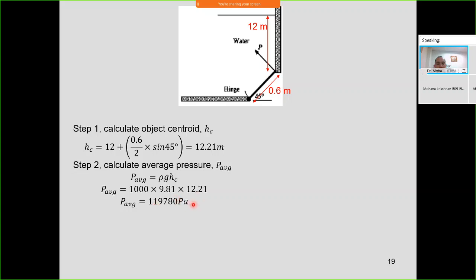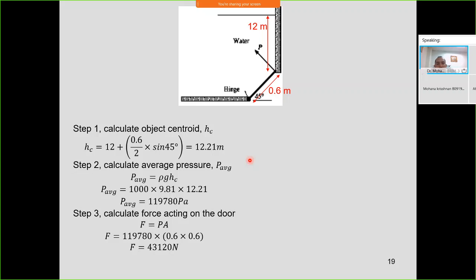So you got the P average, and then calculate the force acting on the door. Okay, it's also simple. F equals P times A, 109,780 is the pressure, and A is 0.6 times 0.6. Okay, the door is 0.6 times 0.6. So you got F equal to 43,120 Newton. Or you can also answer it as 43 kilonewton.